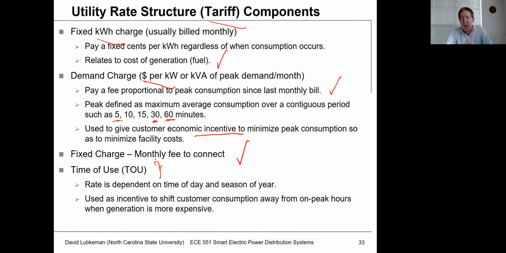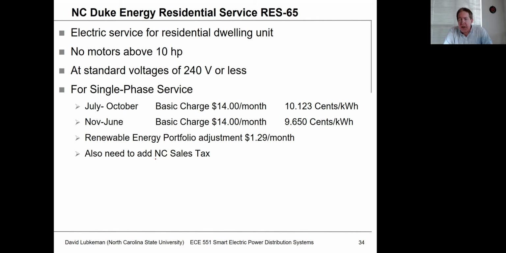So if you're living in North Carolina next to NC State, in an apartment or a house, then you're likely paying the North Carolina Duke Energy residential service rate. The default would be this rate, which is rate schedule 65 in this case. This gets continuously updated, so in a few more months they might have an updated schedule. So this is a typical residential tariff.